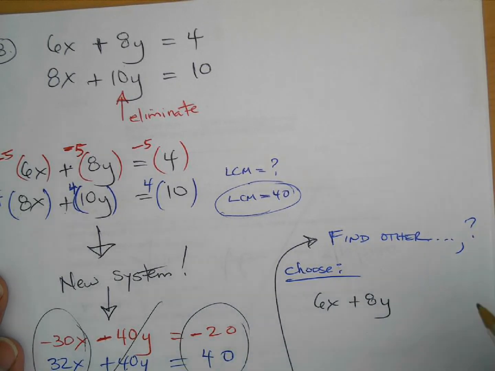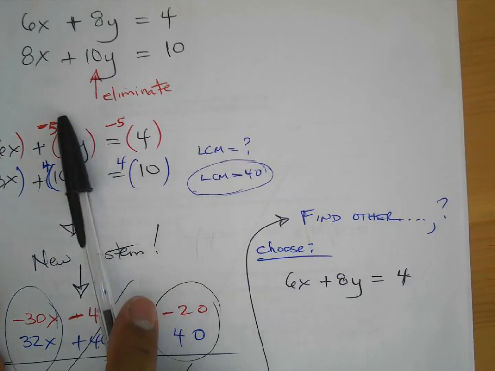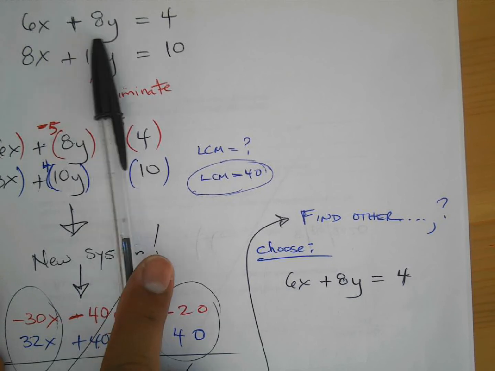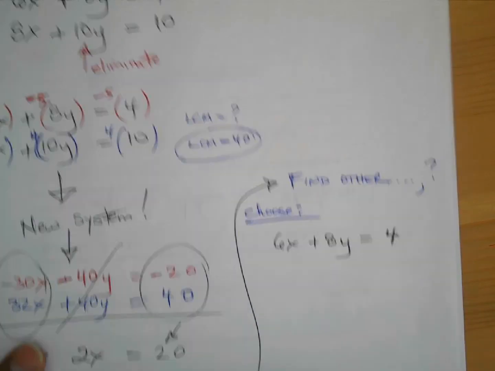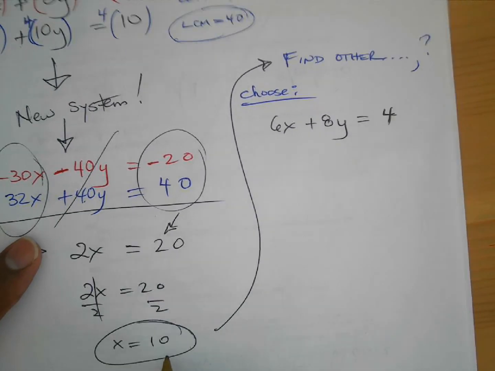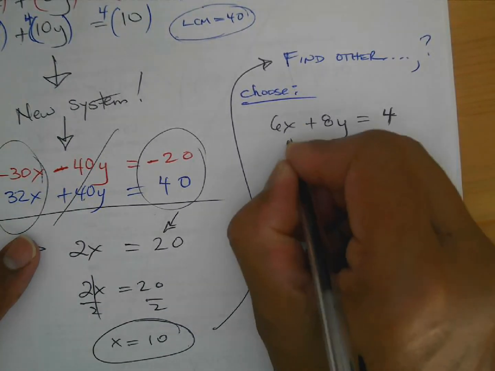It doesn't matter which one, really. You can pick whichever one you want. You'll get the same answer anyways. I'm going to choose the top equation. 6x plus 8y equals 4. Okay. And I just found over here that x is equal to what?